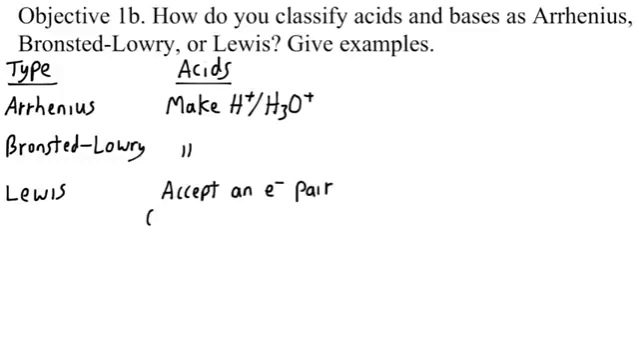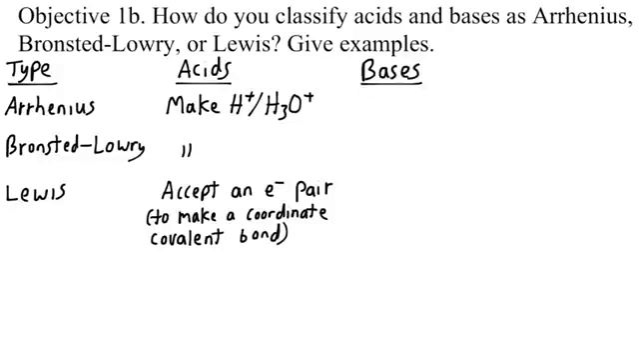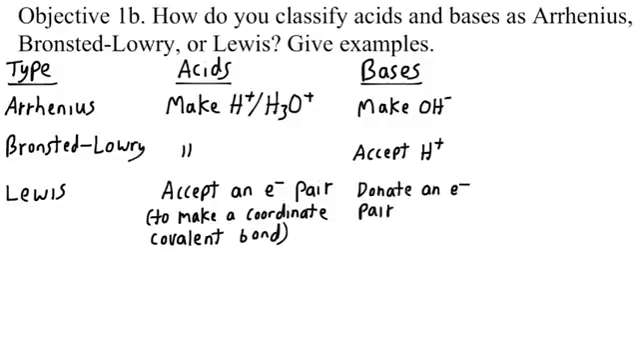They're defined with electron pairs, so Lewis acids accept an electron pair. And they use that electron pair to make a covalent bond where both electrons in the bond come from the electron pair they're accepting. Bases: Arrhenius makes hydroxide. Bronsted-Lowry accepts H+. So Bronsted-Lowry acids make H+, bases accept H+. Lewis bases donate an electron pair.